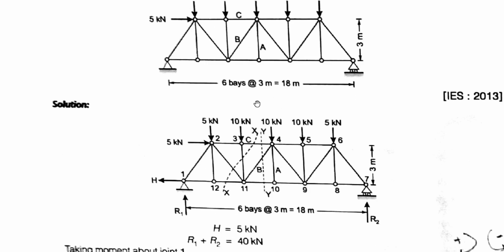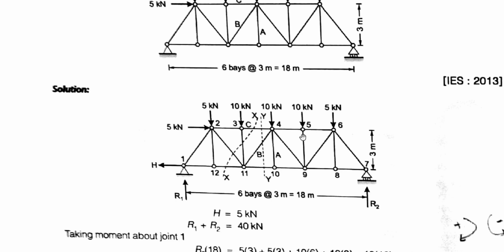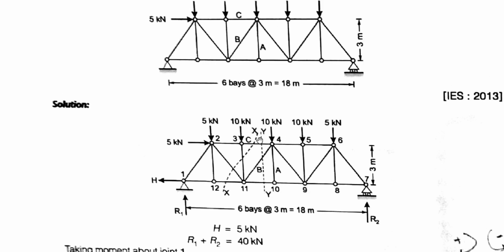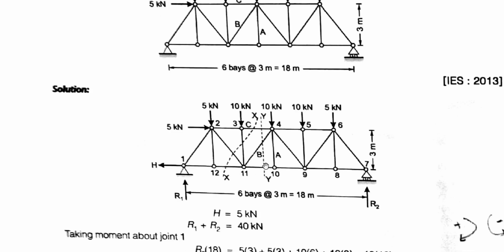For that we need to cut the whole truss in such a way that the members which are required to be determined are considered. So I am considering this x-axis section. This is my x-axis section, and here member C is considered, and another section is the y section, in such a way that member B is also considered here. For that we need to find the support reactions first.